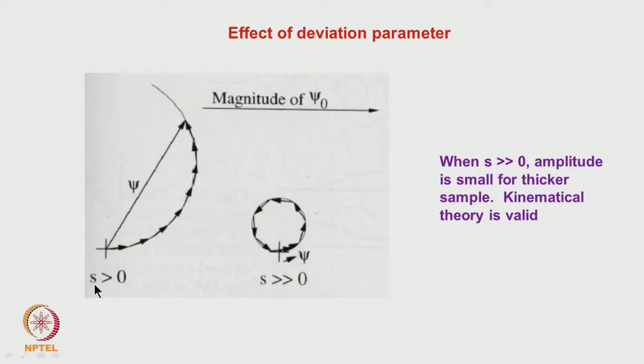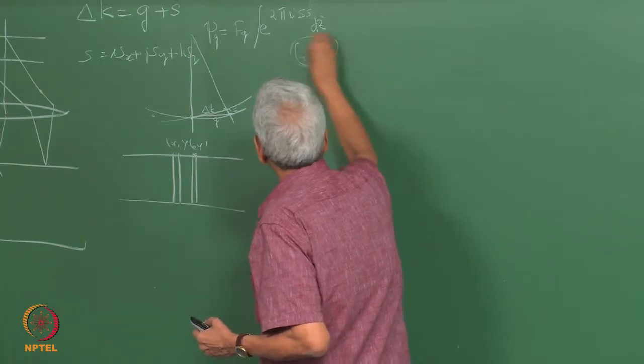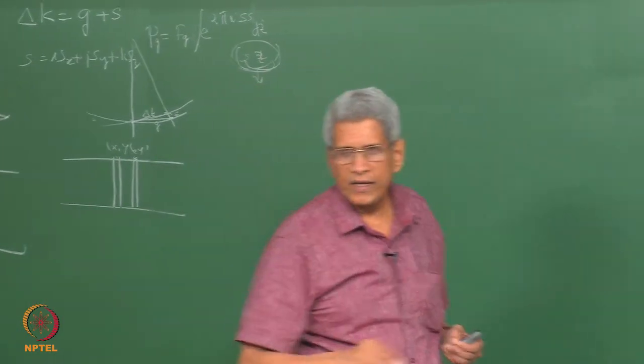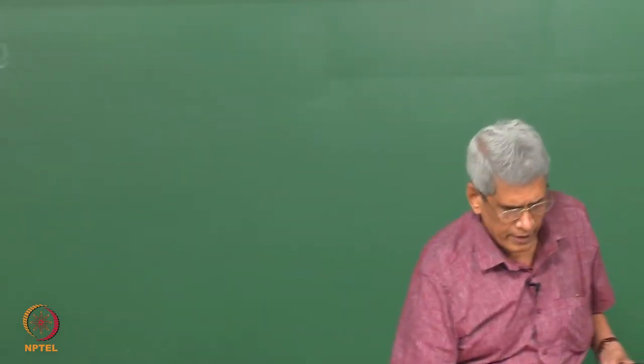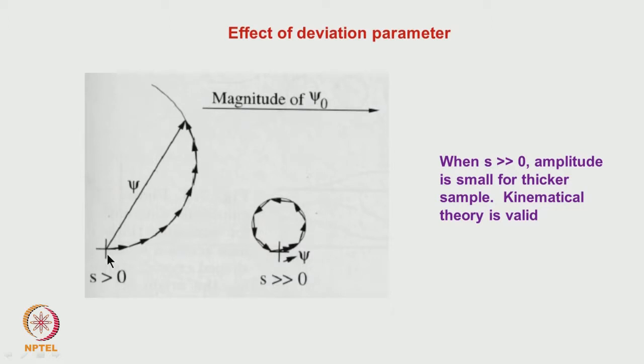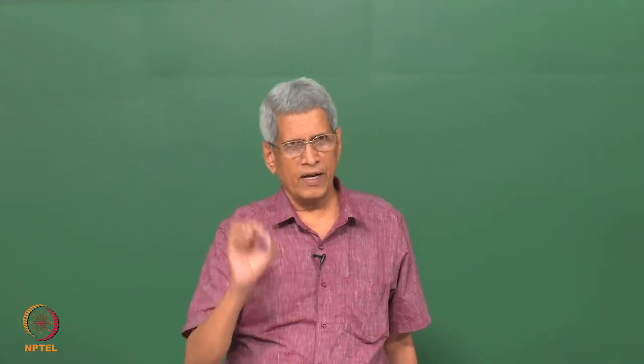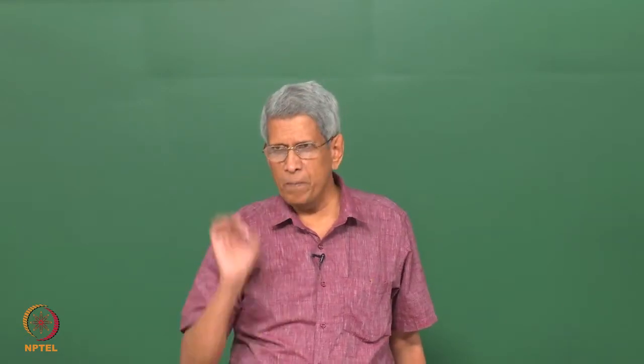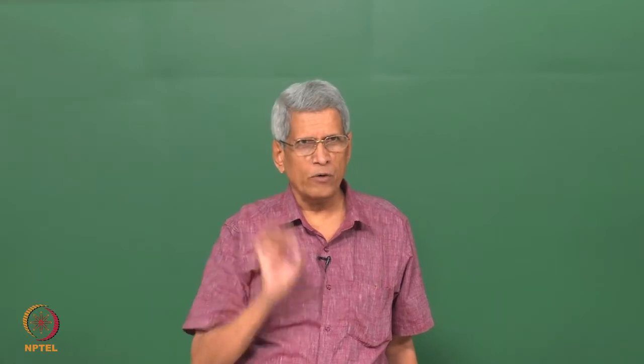The phase factor, if s is small, this term s into z is going to be a small value, right? So the angle theta is going to be rather small, correct? So what we are trying to do is that the beam is falling on that sample, but it is not at exact orientation, there is a small deviation, s is there, but it is very close to the Bragg orientation.